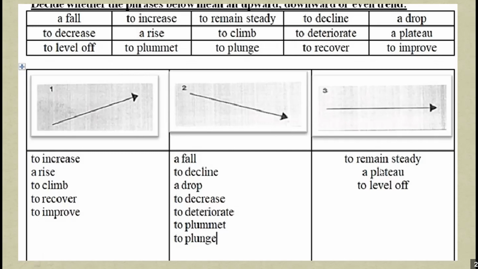To remain steady, a plateau, that's a noun. A plateau means no change. It's not going upwards and it's not going downwards. To level off, that's a verb. So that's a verb and that's a verb, but this one is a noun.